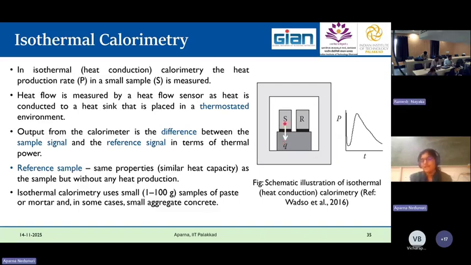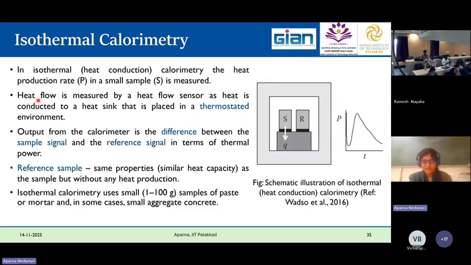So we continuously remove the heat from the sample through this particular system, which is a heat sink. The same is the case for the reference. Reference is a non-reactive material and sample is a reactive material. Then we measure from this heat sink. The heat sink would generate voltage. That voltage is converted to power, and that power is converted to heat. This is what we do in isothermal calorimetry.